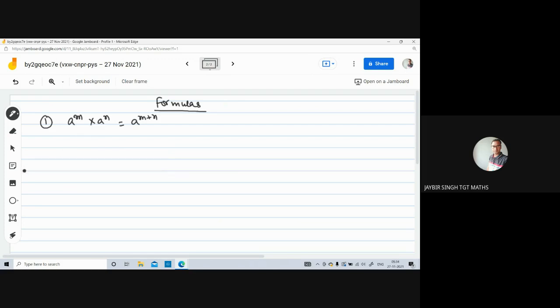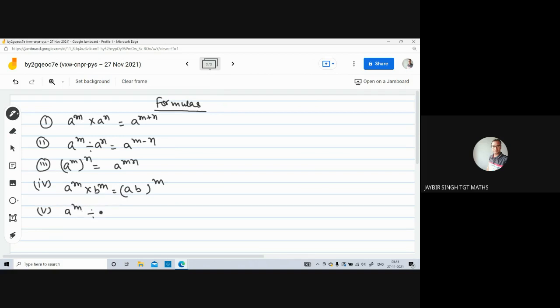Second is a to the power m divided by a to the power n is equal to a to the power m minus n. Third is a to the power m to the power n is equal to a to the power mn. Fourth is a to the power m multiplied by b to the power m is equal to ab to the power m. Next is a to the power m divided by b to the power m is equal to a by b to the power m. And the last one, which is very important, a to the power 0 is equal to 1.